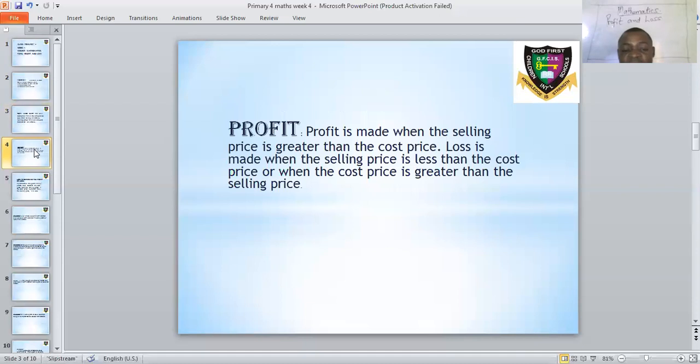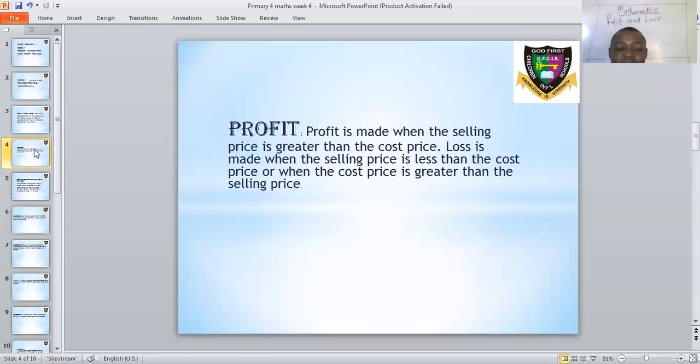Now, profit. Profit is made when the selling price is greater than the cost price. Now, you have a biro and you want to sell that biro in the market. Again, listen to me, profit is made when the selling price is greater than the cost price. You bought that biro for 20 naira, then you sell it for, let's say, 25 naira or 30 naira, which means that you have sold it more than the price that you bought it in the market.